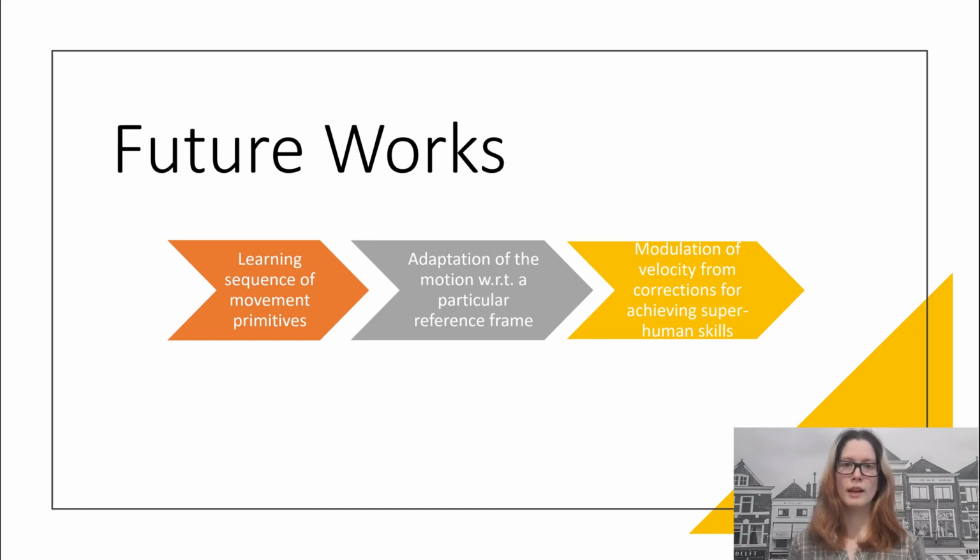Finally, when providing kinesthetic demonstrations, we as people tend to be quite slow. Therefore, another work will aim to investigate how to modulate the velocity through corrections in order to achieve superhuman skills that we are not able to physically demonstrate.